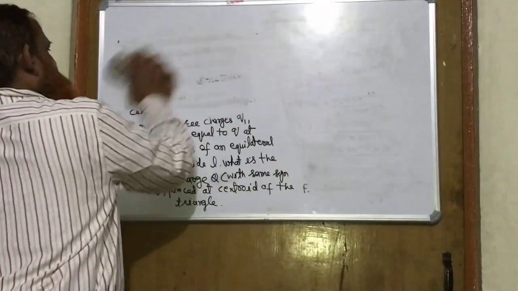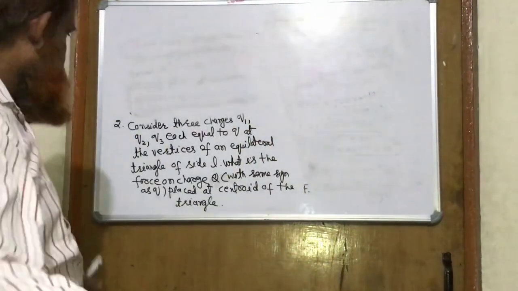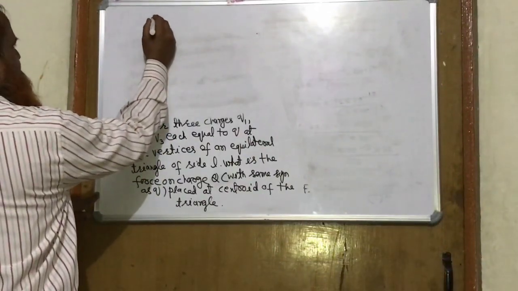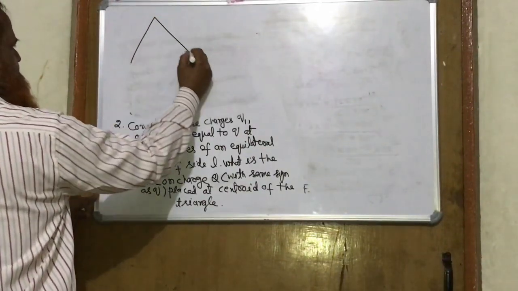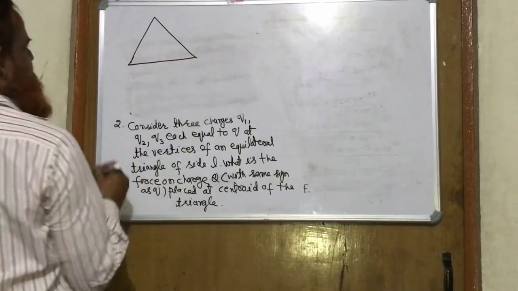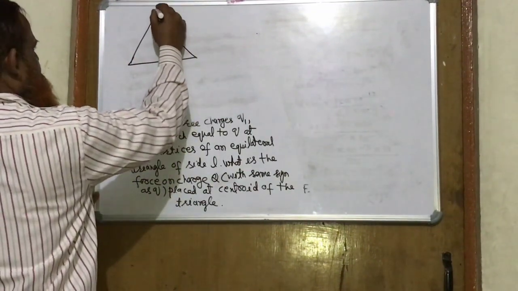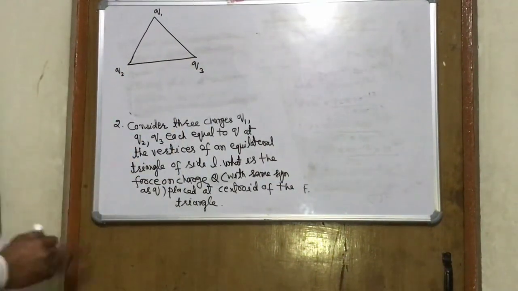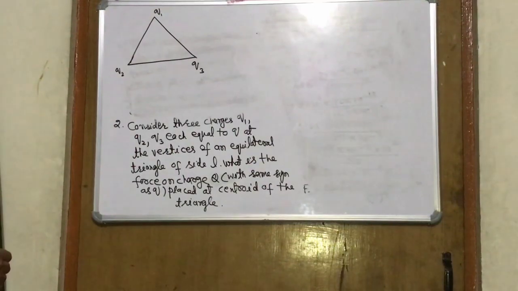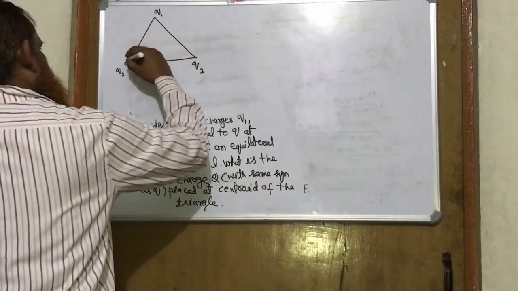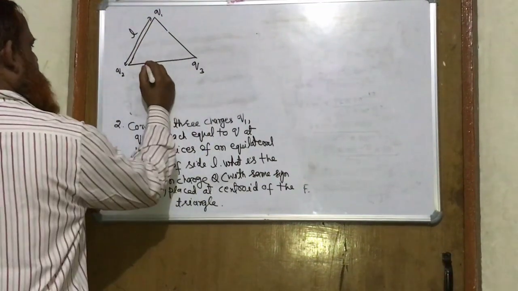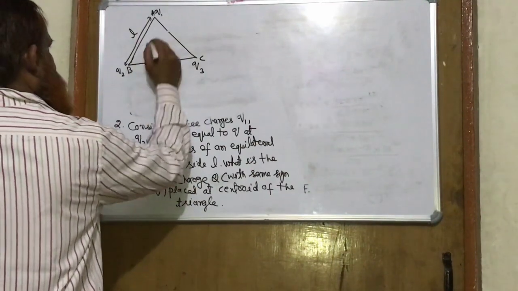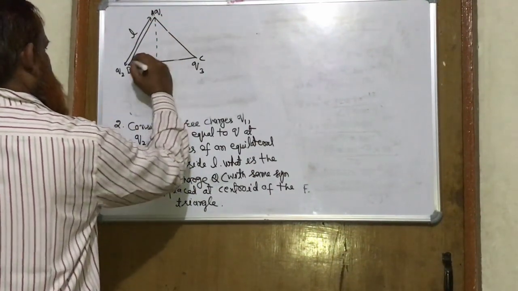Now the second question. Consider three charges Q1, Q2, Q3. First we will make the diagram. It is an equilateral triangle. Q1, Q2 and Q3 are placed at the vertices. Its side is L. Let its vertices be named A, B, C. The fourth charge is at the centroid.